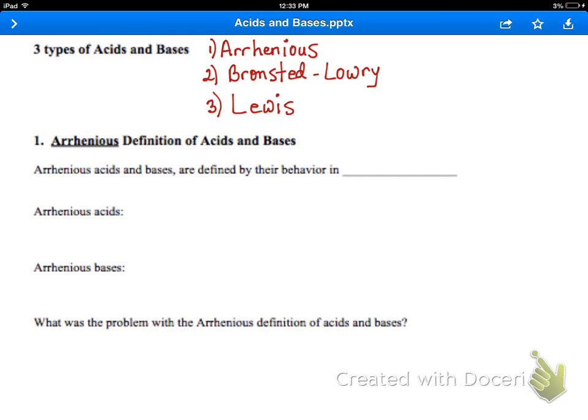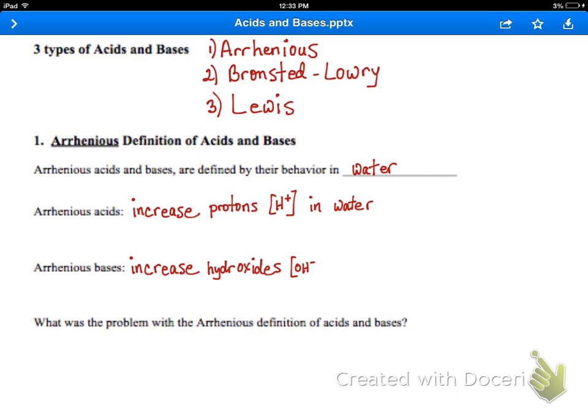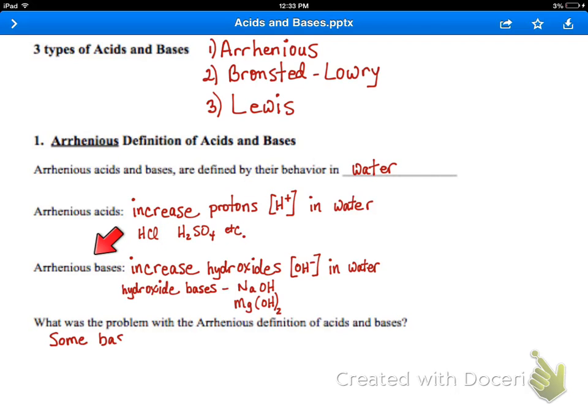And the first way that people talked about acids and bases was the Arrhenius definition, and Arrhenius said that acids and bases could be defined by their behavior in water. So in water, if an Arrhenius acid was added to water, that would increase the protons in the water. And an Arrhenius base would have hydroxides, and it would increase the hydroxide concentration in water.